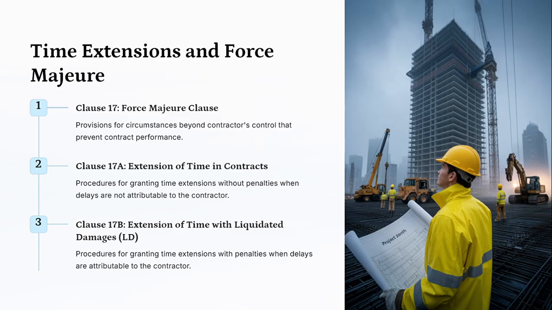Penalties कितनी लगाई जाएंगी? It is clarified in the GCC itself in Clause 17B, it may be from 0.1%, 0.5% to 5%.